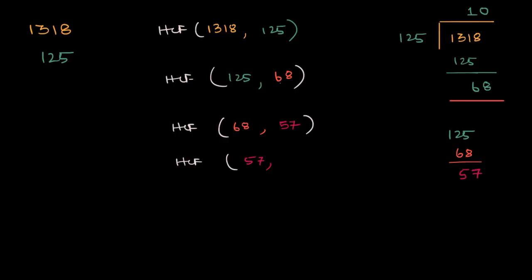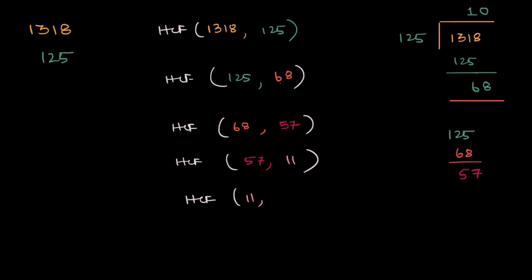So 11. So which color do I use? Maybe this one. So 11. So 57 and 11. Find the HCF of these two numbers. Then you say, okay, 11 5s are 55. So 57 is not divisible by 11. So HCF of 57 and 11 will be the same as the smaller number and the remainder. And what's the remainder here? 11 will go 5 times till 55, and then there'll be 2 remaining.